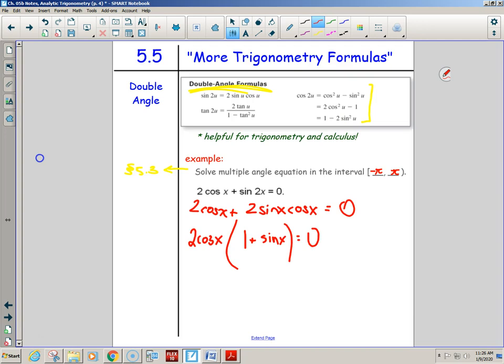Because the name of the game with solving is, can you factor? Because if you can factor, then you can set each factor equal to 0. So the double angle gave me GCFs, and now I have factors. What are you seeing? What are you stuck on? Remember, you don't have these formulas memorized yet. But you would have gone to your formula sheet and been like, who is that? Oh, he's that. See it?